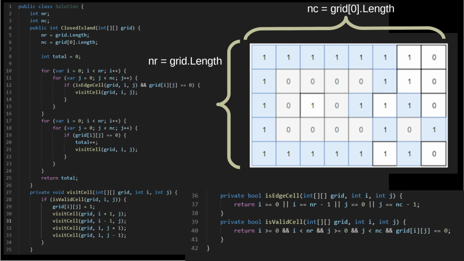This C# code is provided in the GitHub links below. First, I would define 2 parameters, the number of rows of the grid and the number of columns of the grid. The number of rows is here and the number of columns is here. Then I will iterate every cell in the grid and find all the edge cells. The edge cells are those on the first row, the last row, the first column, or the last column. I will find all the edge cells that are also land, so with the value of 0. And once I find these, I would call a recursive function, visit cell.